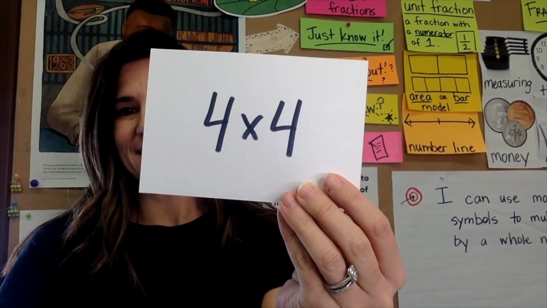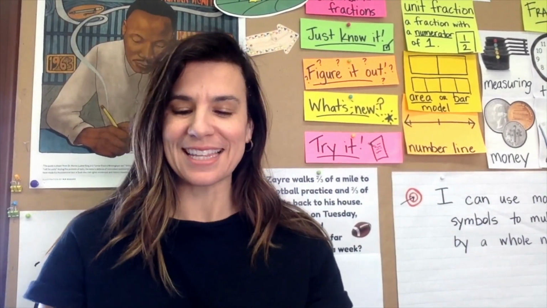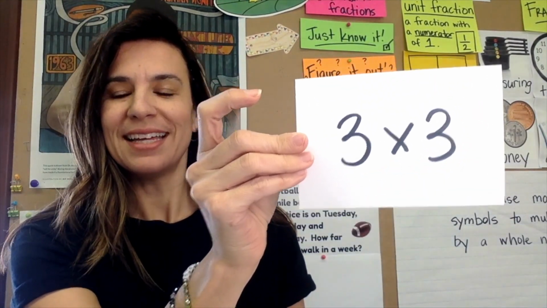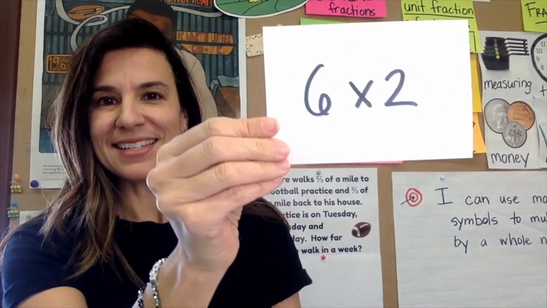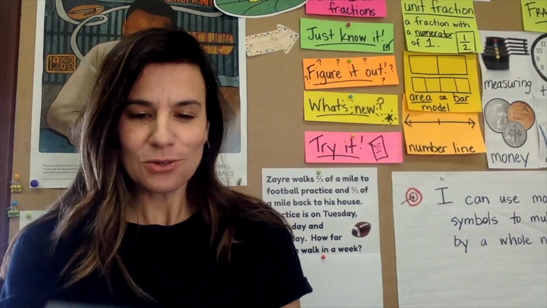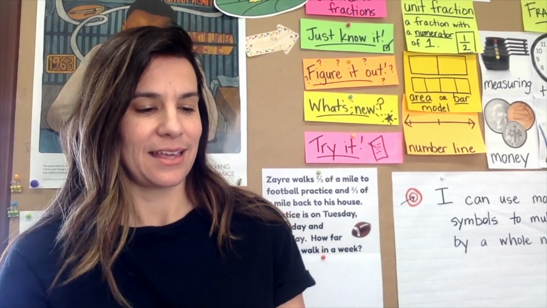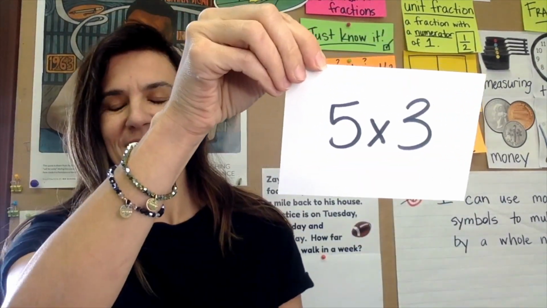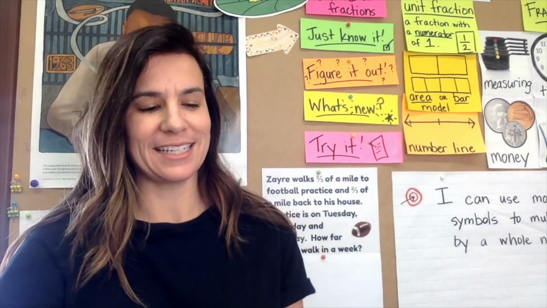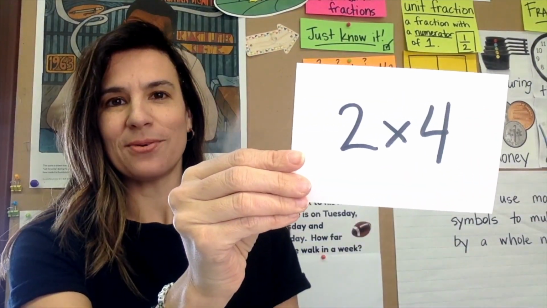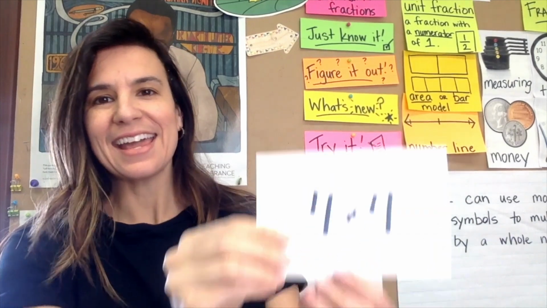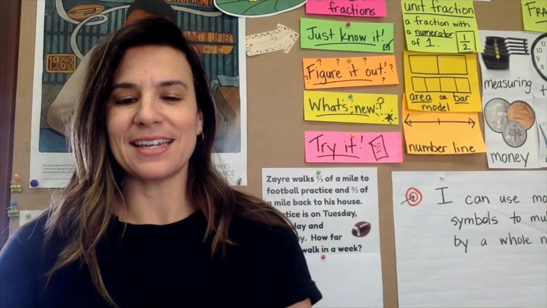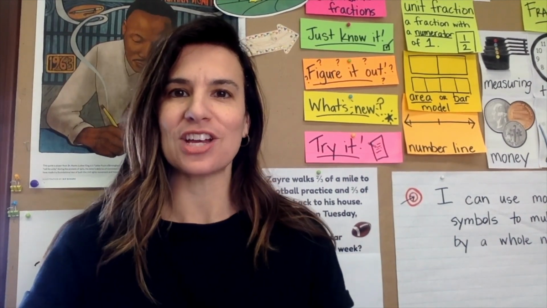Last one. All right, did you get those? Let's see if you knew them. First one, 3 times 3, 9. Nice job. 6 times 2 equals 12. Excellent. 5 times 3 equals 15. 2 times 4 equals 8. And last but not least, 4 times 4 equals 16. Way to know your multiplication facts just like that.